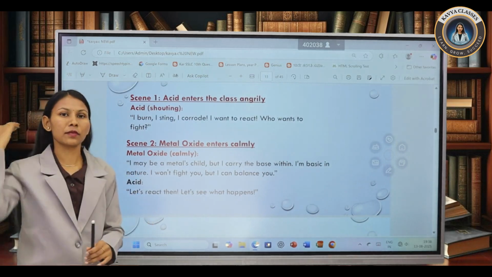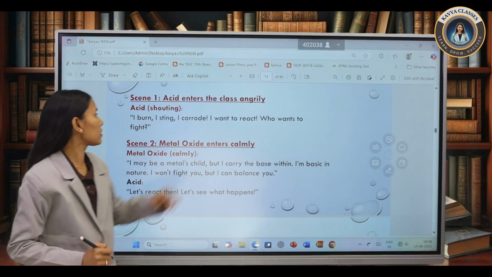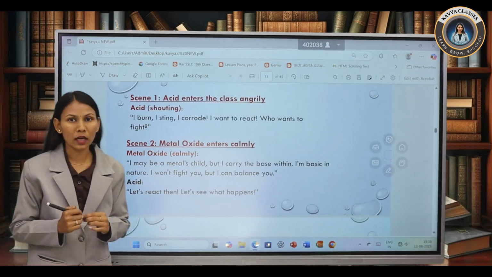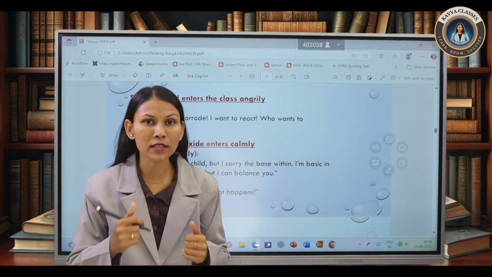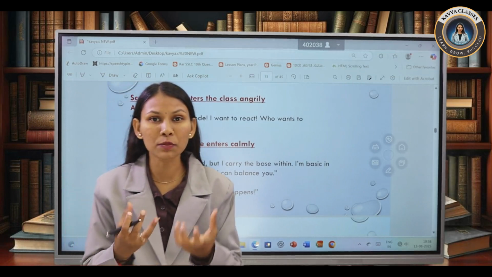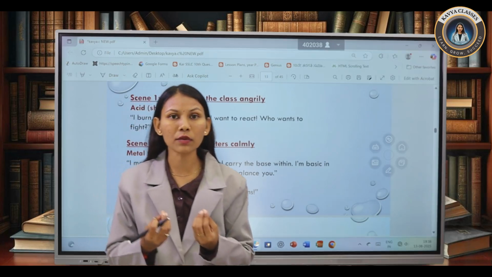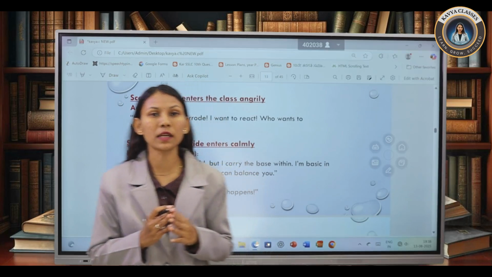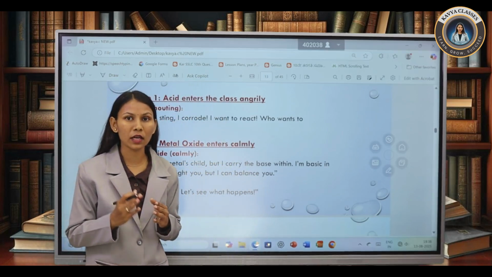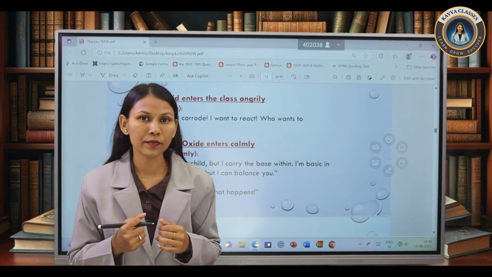How do they meet each other? What happens in scene 1? The acid enters the class angrily, shouting, I burn, I sting, I corrode, I want to react. These are the properties of acid: it will burn whatever comes in front of it. Who wants to fight?